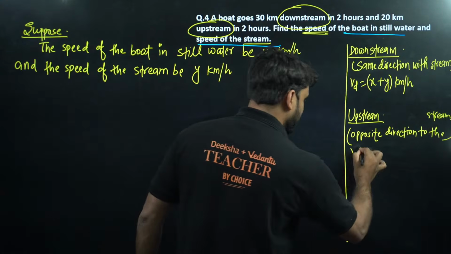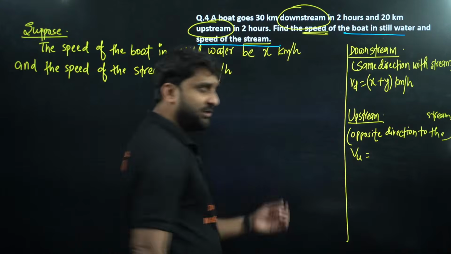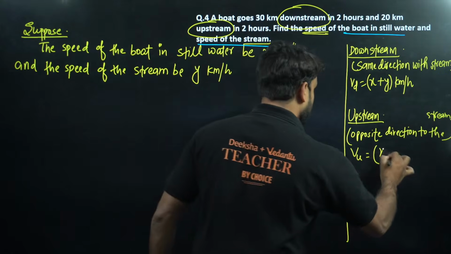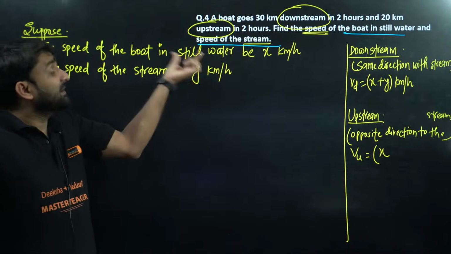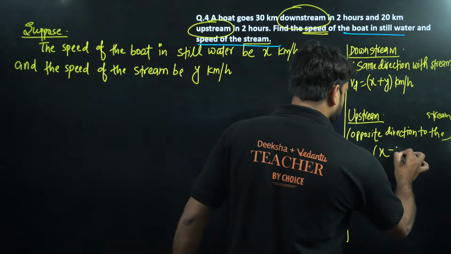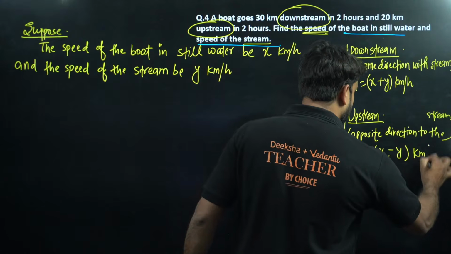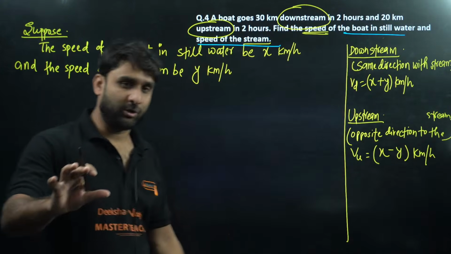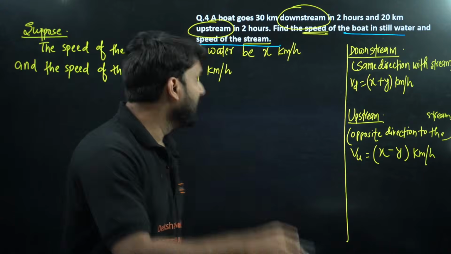So the upstream speed will be what? x minus y. Because x was the speed of the boat in still water, now the y will be opposing it. So x minus y kilometer per hour. I hope this is clear to you all. Clear everyone? Now moving to the question.